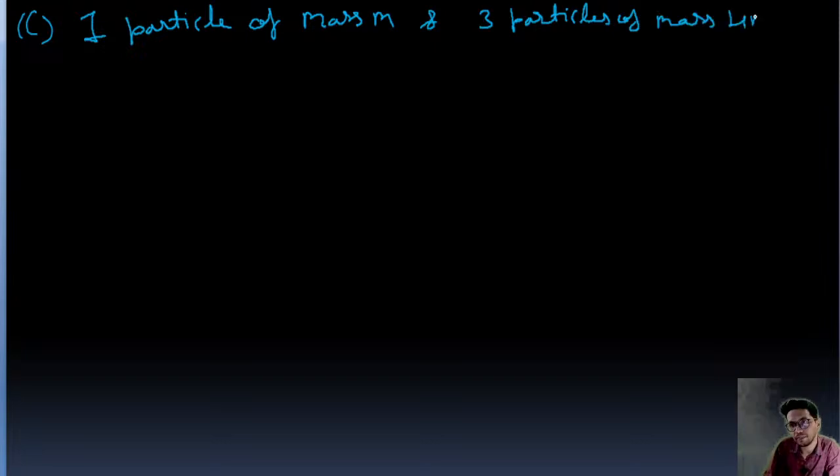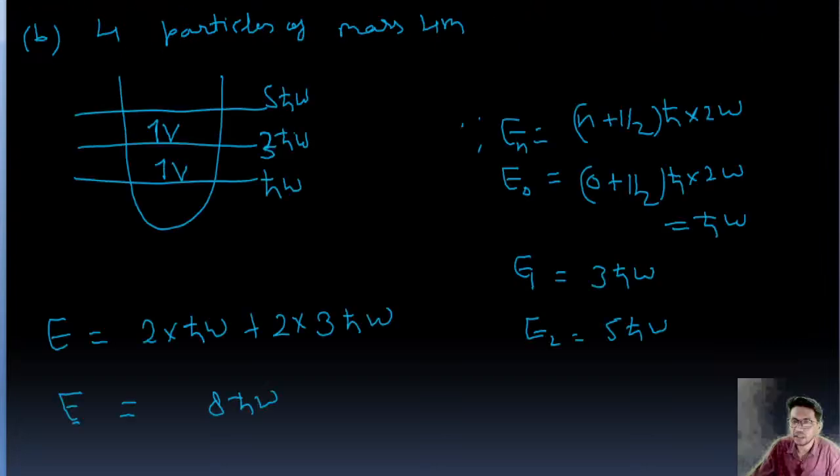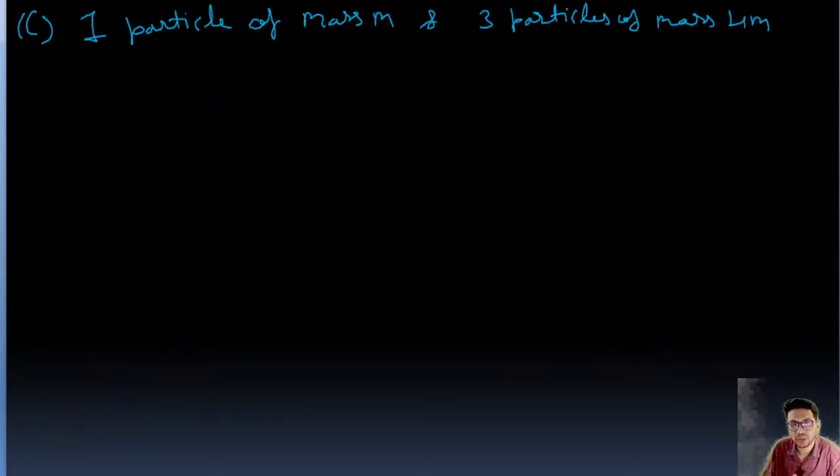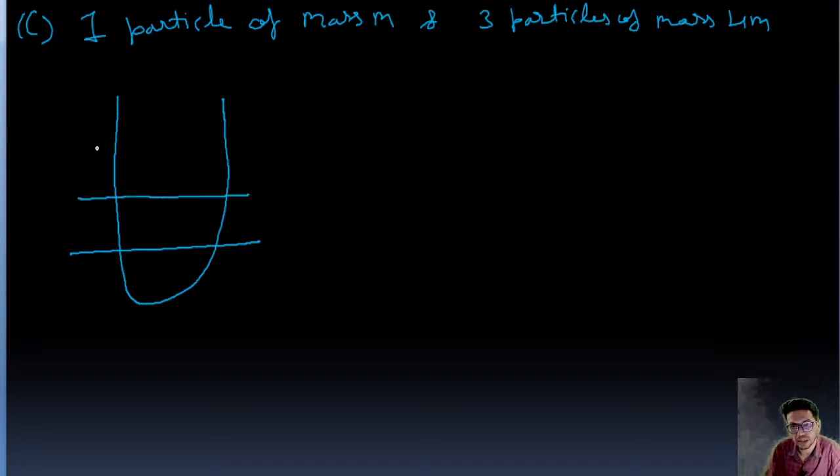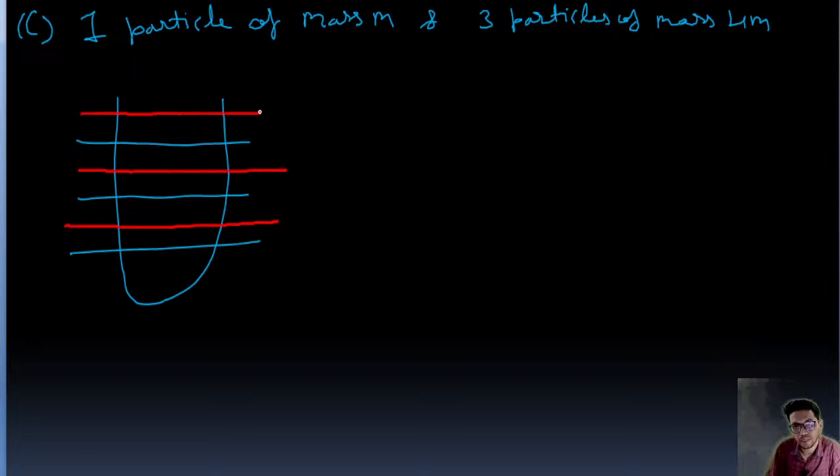Here we know the energy levels. For 4m, the energy levels are ħω, 3ħω, 5ħω, and for mass m we know they are 1/2 ħω, 3/2 ħω, 5/2 ħω. These are equally spaced energy levels, and we can draw them like this. These are the energy levels for the mass of 4m particles.